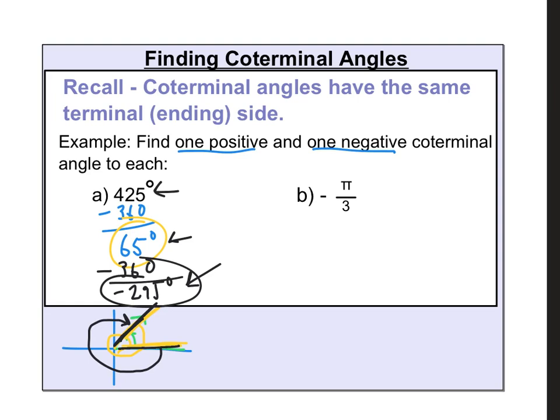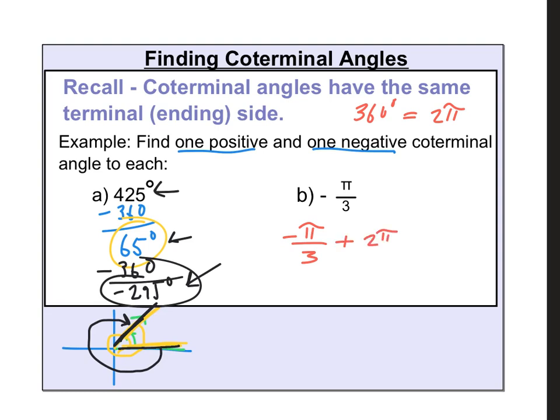Last one, to do this with radians, instead of adding or subtracting 360, remember that 360 degrees in radians is the same as 2 pi, because 180 is 1 pi. That's the one you need to know. So we can take the negative pi over 3, and instead of adding 360, I just need to add 2 pi.